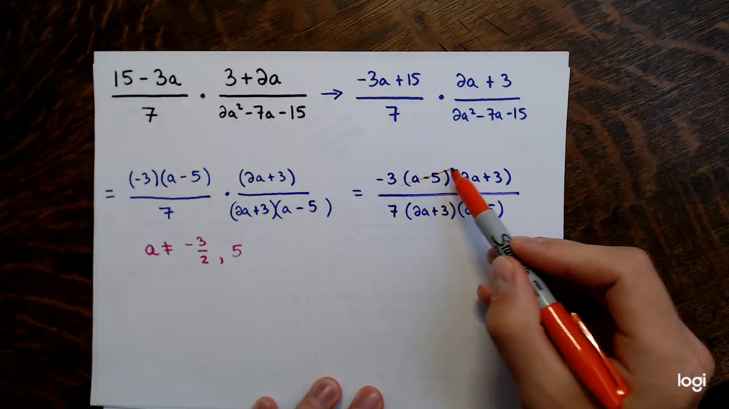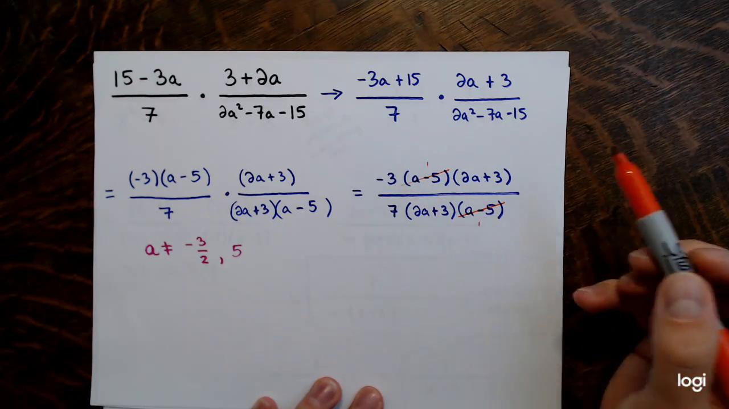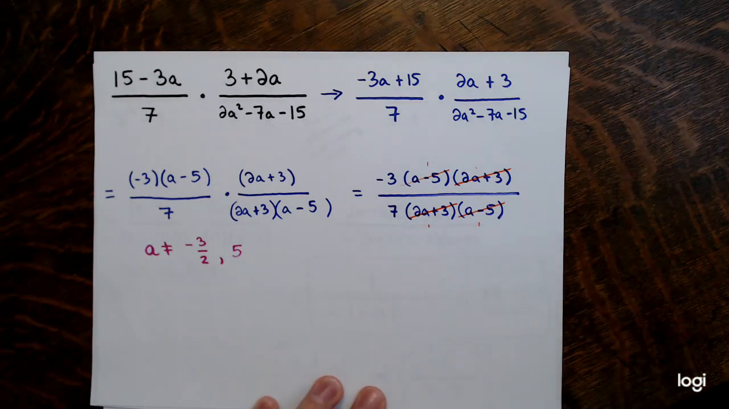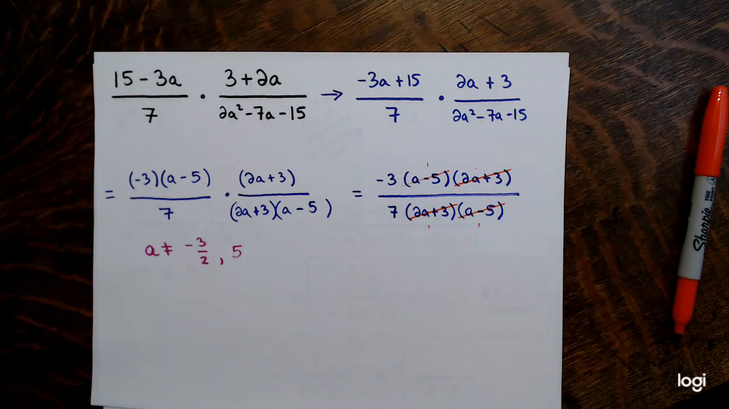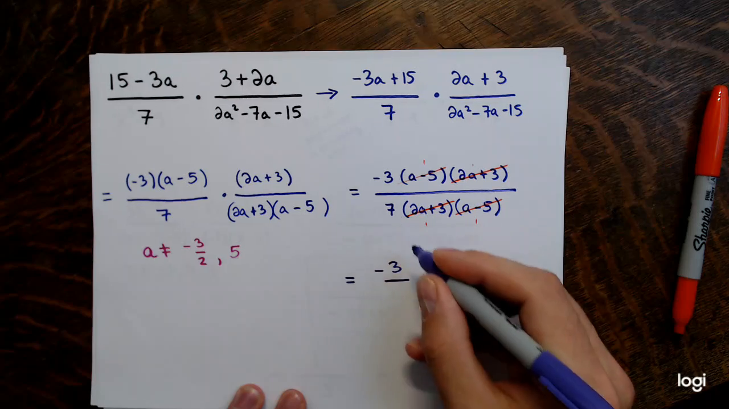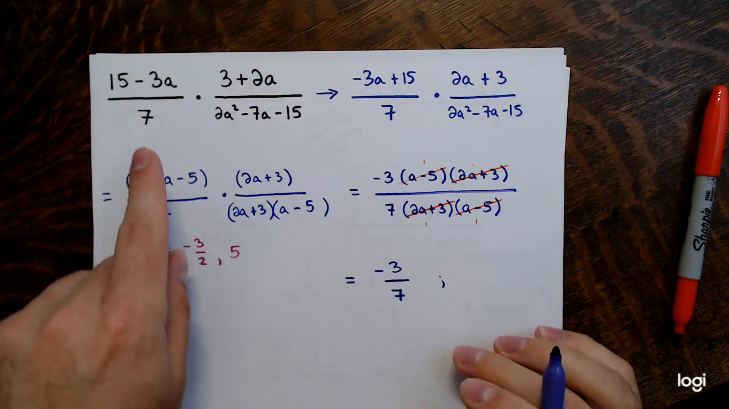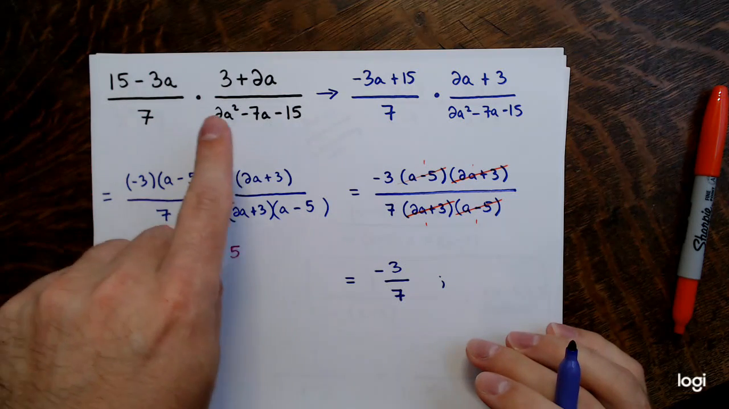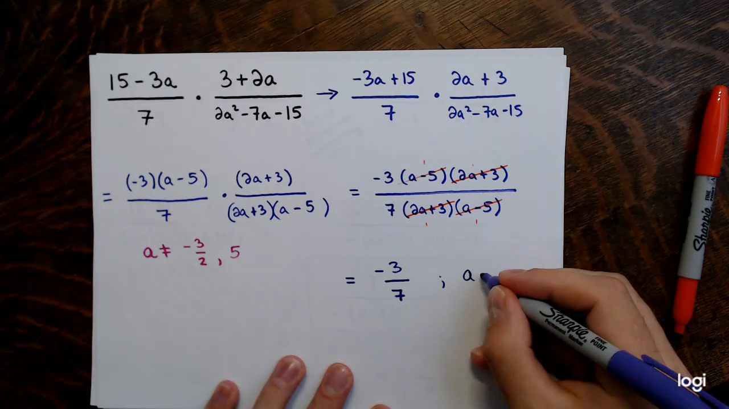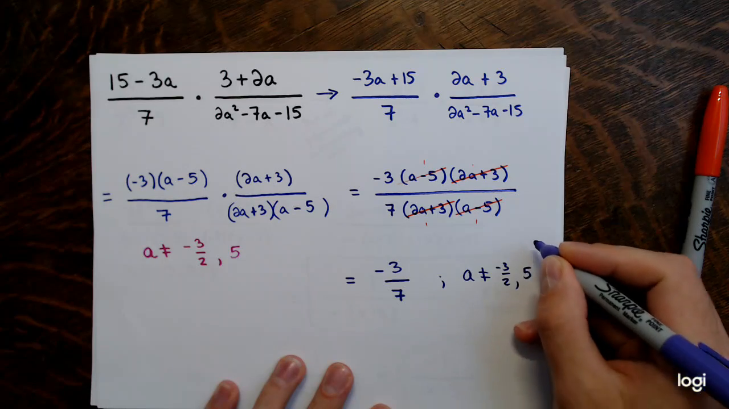I'm seeing that they both have a factor of a minus 5, right? So those become 1, and 2a plus 3 over 2a plus 3 becomes 1. And really all I'm left with now is negative 3 in the numerator and 7 in the denominator. So the answer here, this fraction times this fraction, would always simplify to negative 3/7 as long as you don't plug in negative 3 halves or positive 5.